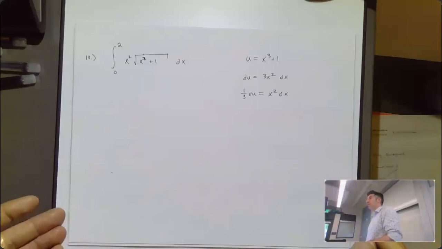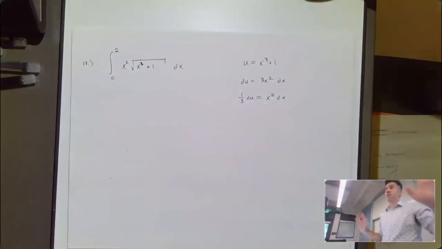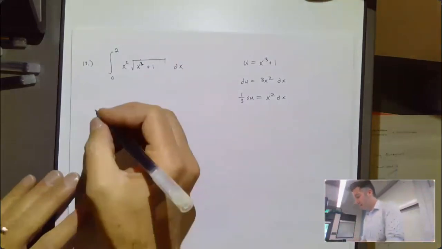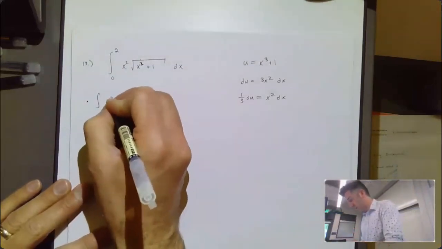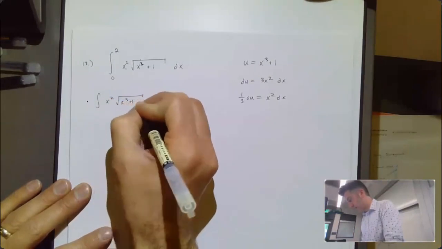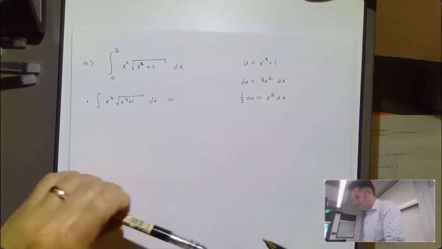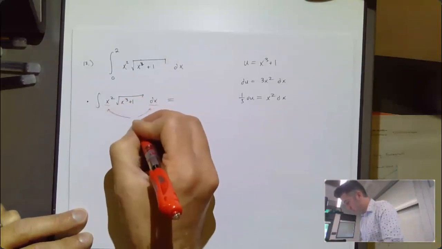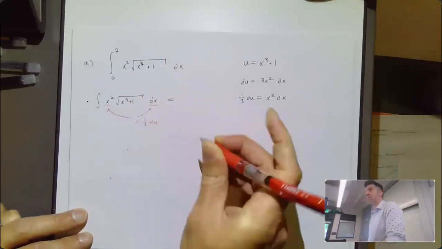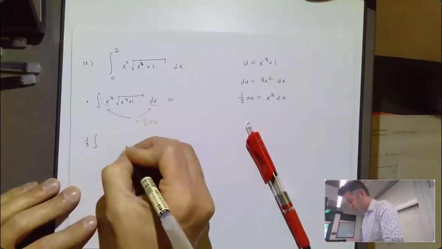Okay, there are 2 ways of dealing with U substitution along with a definite integral. One way is to completely ignore the limits of integration until the very end. So what I'm going to do is I'm just going to rewrite the indefinite integral. So the integral of x squared times the square root of x cubed plus 1 dx. That's going to equal, well, my x squared dx, I'm going to replace that with 1/3 du. So this is going to equal the integral of 1/3 du.